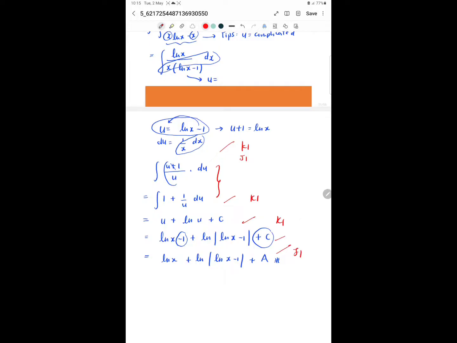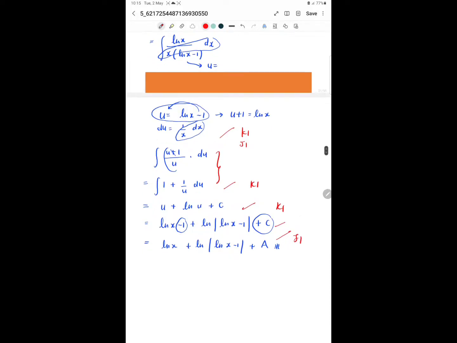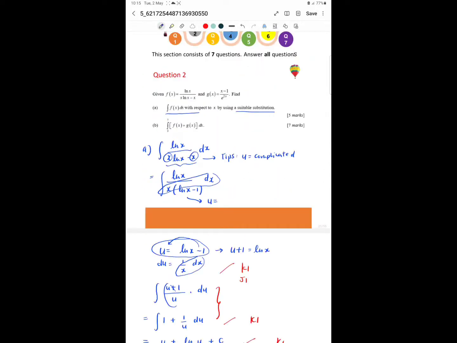So the one above is actually correct too, but to make it easier, we substitute this one directly, one variable. Okay, capital letter A. Right, question B, we need to find f(x) plus g(x) dx, and then we have the limit there.